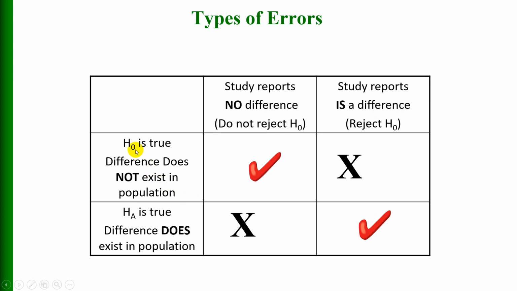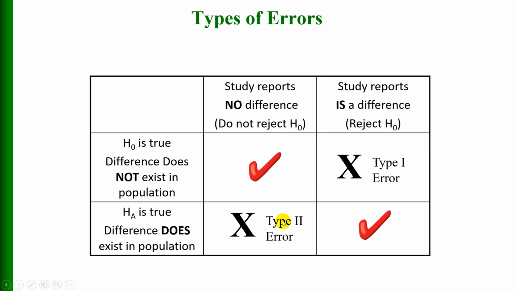But if H naught is true, that is, the difference does not exist, but the study reports that there is a difference, and we reject H naught. I mean the conclusion is that there is a difference, but H naught was actually true. So in that case, we make an error, and that is called type 1 error. Now coming to this, the difference does exist, but the study reports no difference. So we do not reject H naught. If we do that, then we are committing type 2 error.